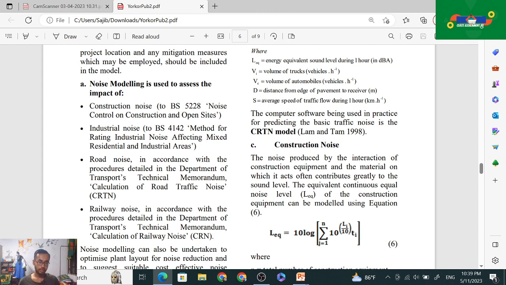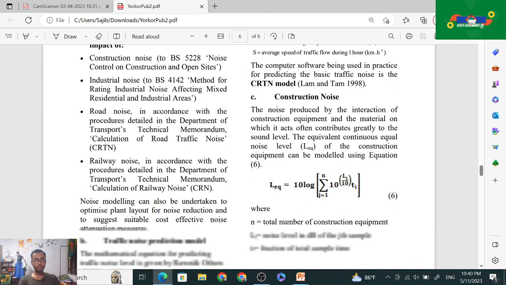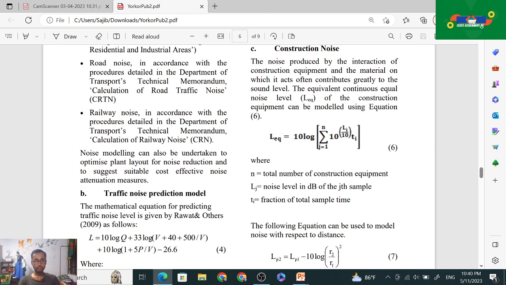and industrial areas, road noise in accordance with the procedure detailed in the Department of Transport technical memorandum, Calculation of Road Traffic Noise, CRTN. Then railway noise in accordance with the predictions detailed in the Department of Transport technical memorandum, Calculation of Railway Noise, CRN.